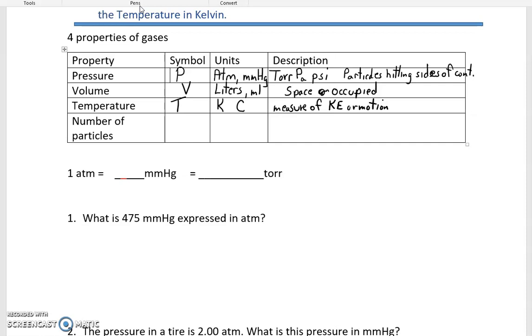The fourth property that we'll be measuring is n, which is the number of particles, and we will be measuring these in moles. Remember that a mole is just a number. We might buy eggs by the dozen. We buy molecules by the mole. And this is just the amount present.